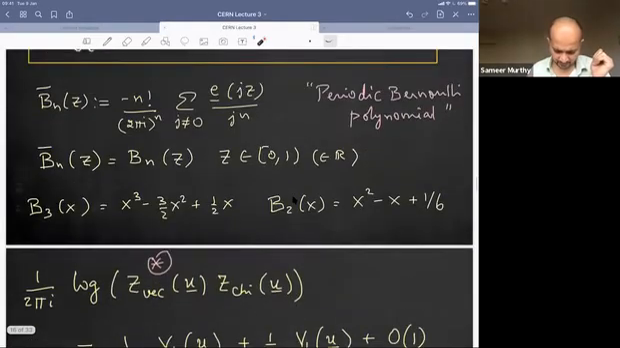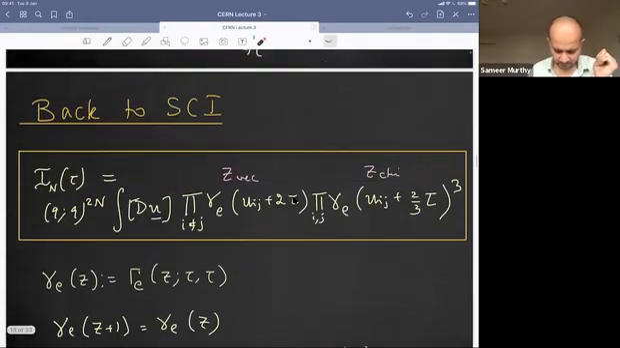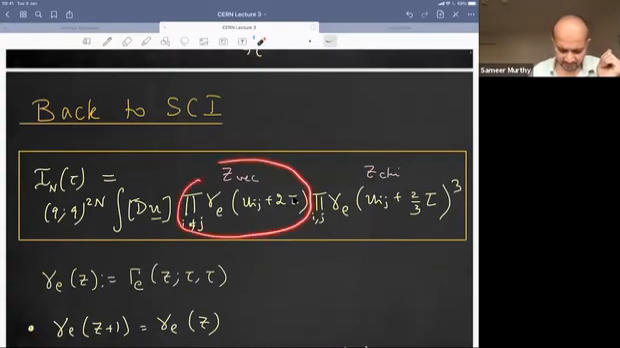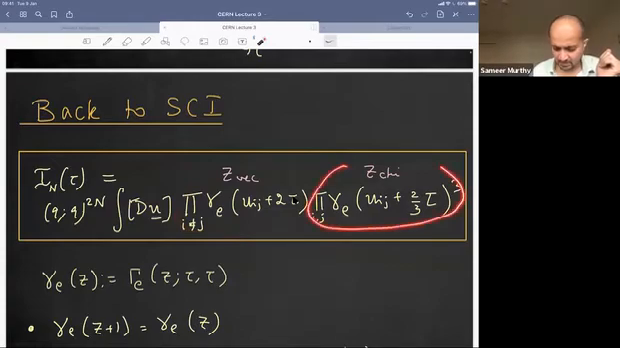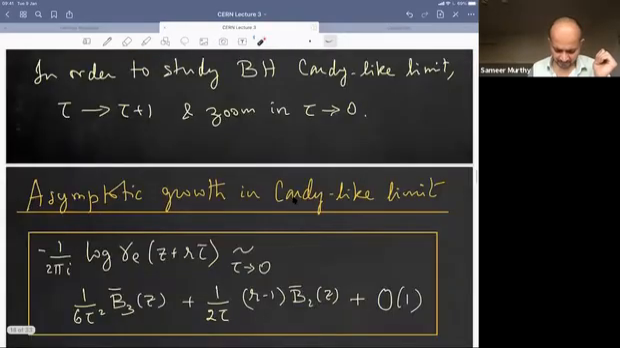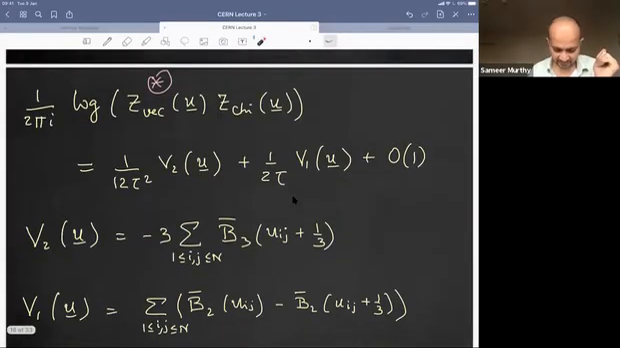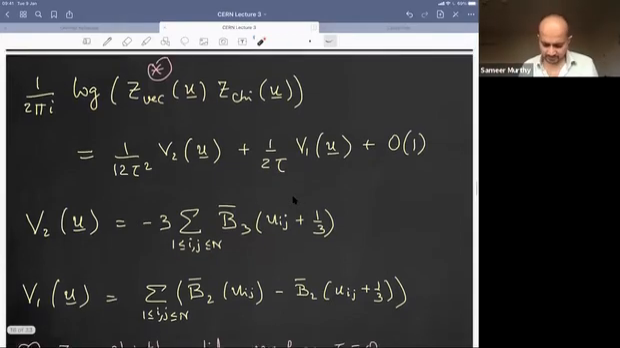Now we plug these estimates into our function. I should tell you what Z is here. This was the function we derived yesterday. Remember, this part came from the vector multiplets, I'll call it Z vec, and this one is from the 3 chiral multiplets, Z chi. So you plug this in, and what you find is again a 1 over tau squared piece and a 1 over tau piece, and now the coefficients are functions of the gauge holonomies and their differences. They're essentially these B3s and B2s summed over the whole matrix.